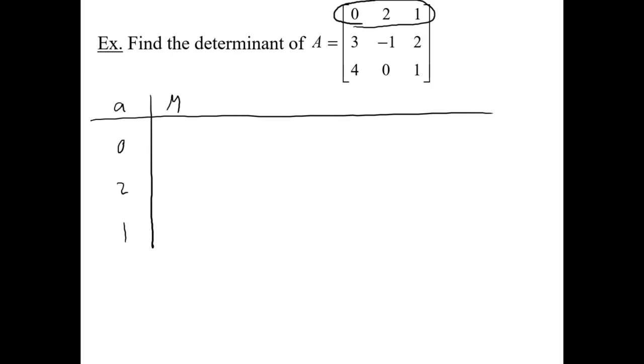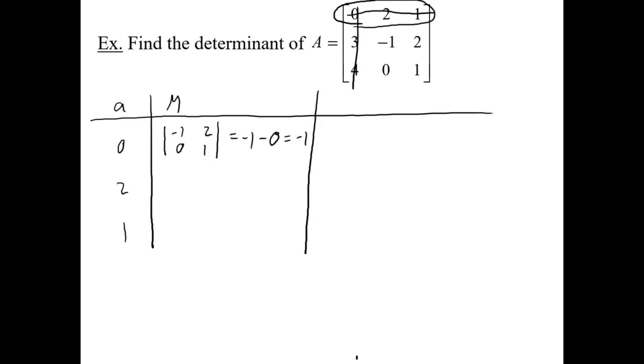For each of these entries, I'm going to find the smaller matrix where we remove the row for that entry and the column for that entry. So for example, the 0, if I remove its row and its column, we're left with a smaller matrix, -1, 2, 0, 1. If I find that determinant, multiplying the main diagonal minus multiplying the other diagonal, I get a minor of -1.